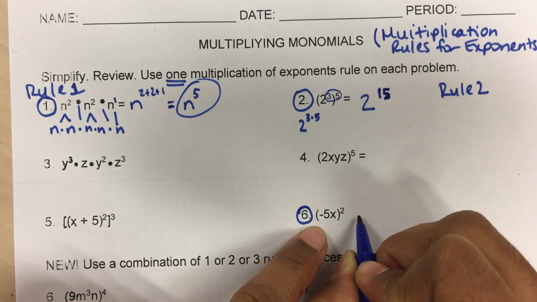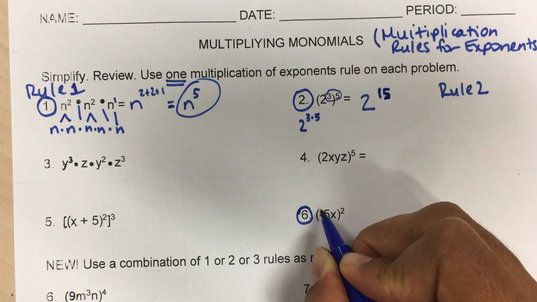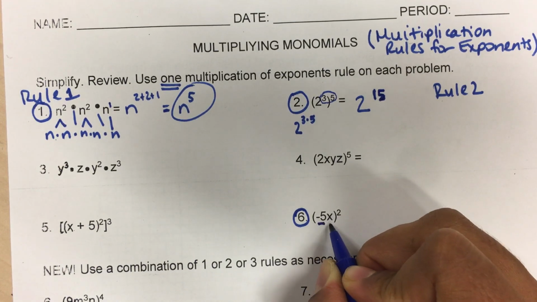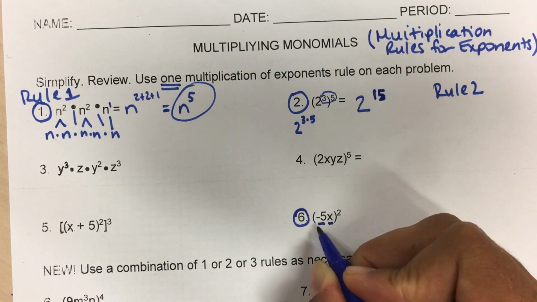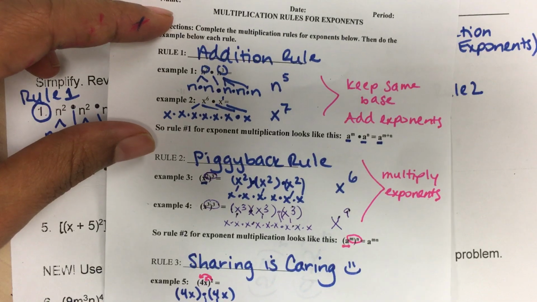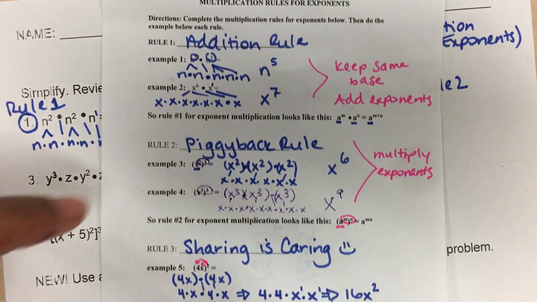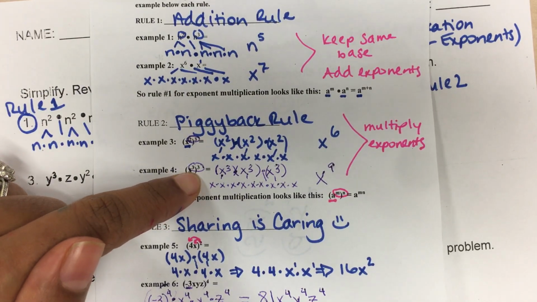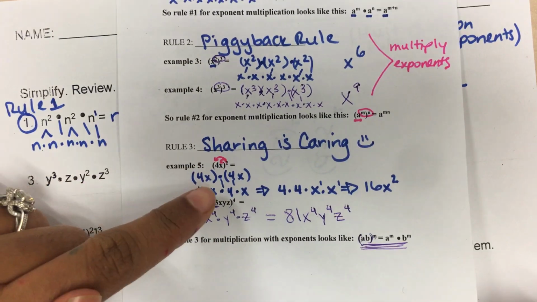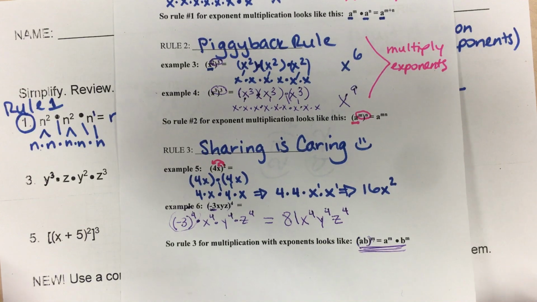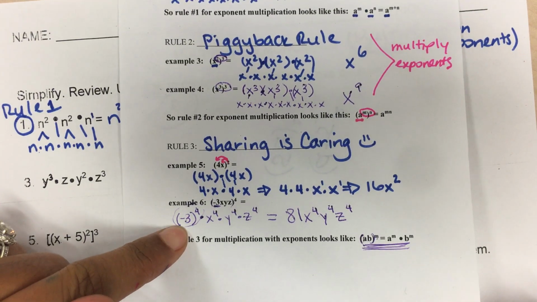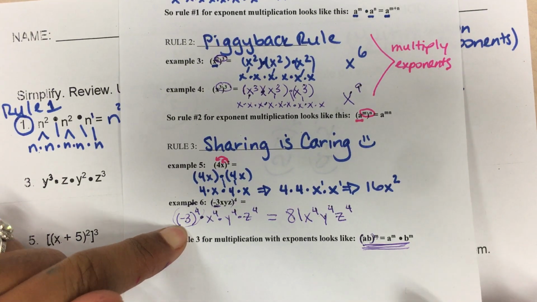Here we go. This is like which rule? I've got parentheses and I've got how many bases inside the parentheses? Multiple bases. There are 2 bases inside these parentheses. So this is most like example what? I need parentheses, no parentheses here. Here's parentheses, but only one base. Here's parentheses with more than one base. And what did we do? Sharing is caring. And be careful with those negatives. They stay inside the parentheses.